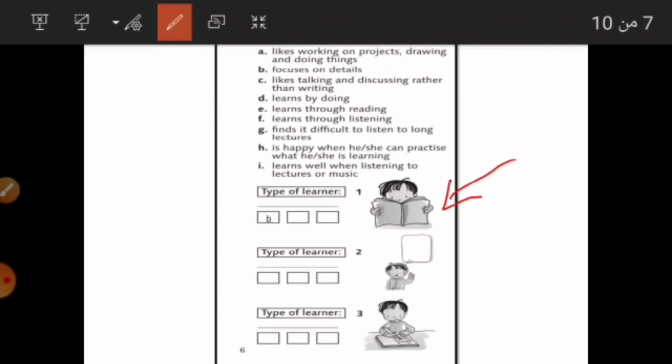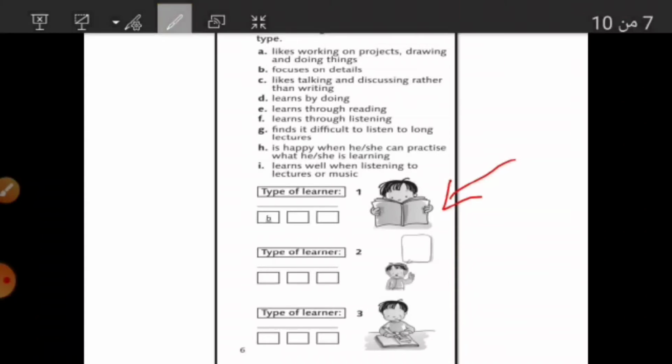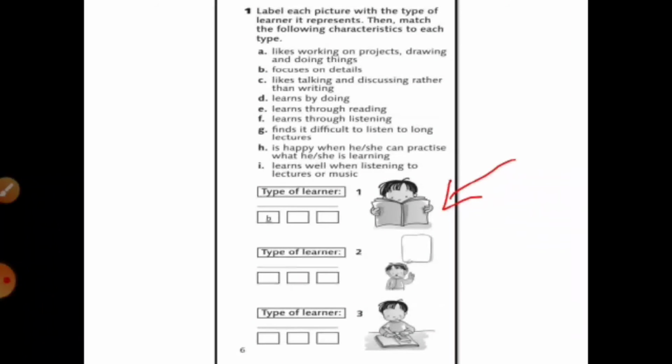Look at the first one. What do you see? Yes, there is a boy. What is he doing? He is reading. طب شو قلنا? What did we say? Who learns through reading? Yes, the answer is visual learner. Okay? So, number 1 is visual.